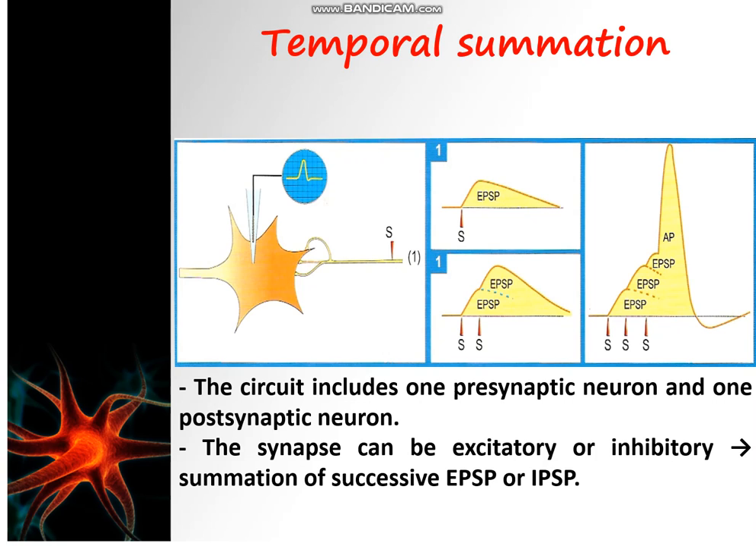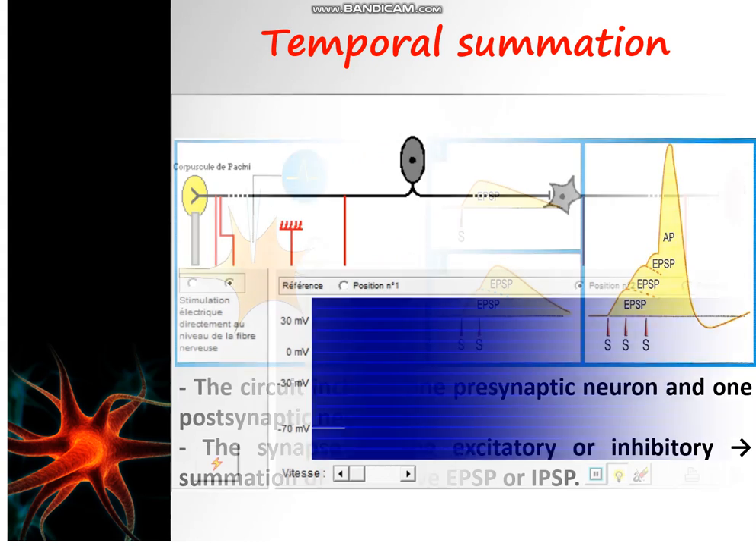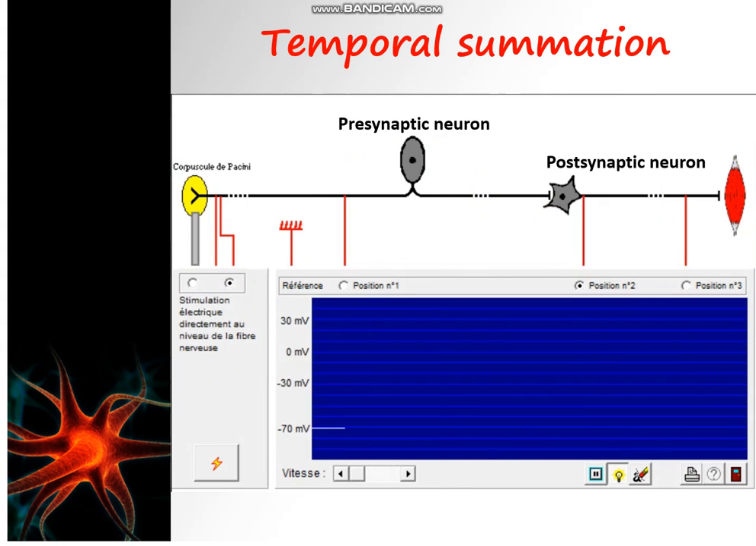In this experiment, we apply successive stimulations on the presynaptic neuron, and we record the variation of membrane potential at the level of the postsynaptic neuron. And in this experiment, each applied stimulation is able to induce an EPSP at the level of the postsynaptic neuron.